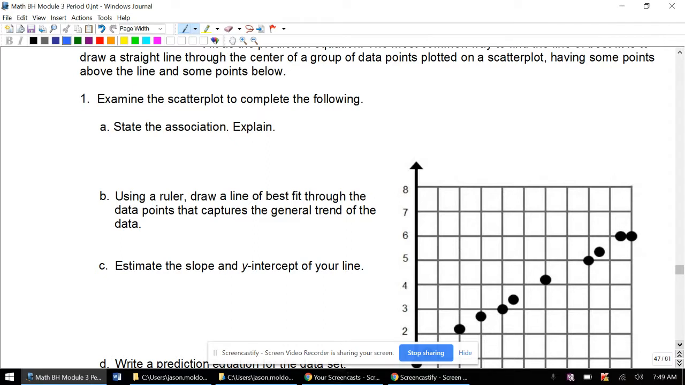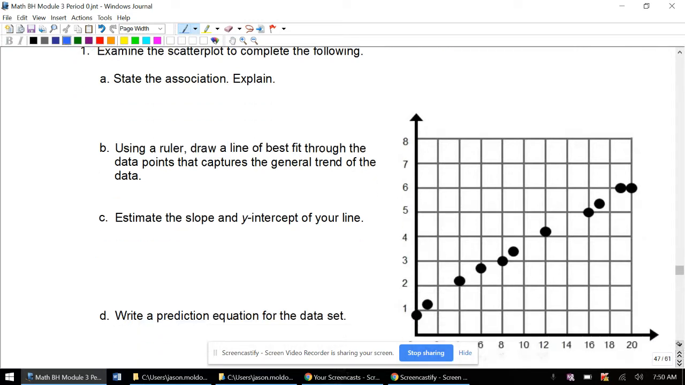Examine the scatter plot to complete the following. We're going to state the association like we did in the 3.3a lesson. So looking at the data here, this is going up, so it's positive. It looks very linear. It's not as ambiguous as maybe some of the other ones from 3.3a. And it is, I would say, not perfect, but quite strong. So we will describe it as a positive, strong, linear association.